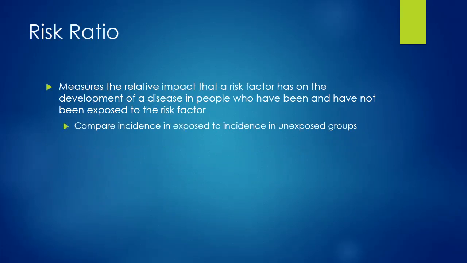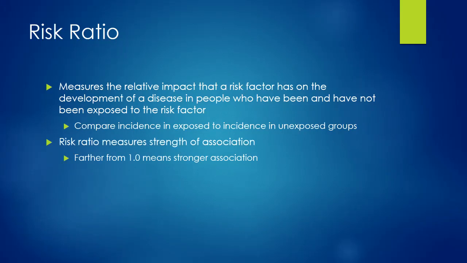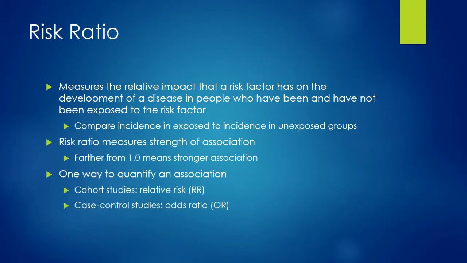And so this is the relative impact the risk factor has on developing disease in people who have been exposed and people who have not been exposed to our risk factor. So it's really just comparing the incidence in the exposed group to the incidence in the unexposed group. And so this gives us a measure of the strength of association. A relative risk of 1 or a risk ratio of 1 means that there's exactly the same risk in both groups. The incidence is the same in the exposed group and the unexposed group. So the farther you get away from 1, the stronger the association is.